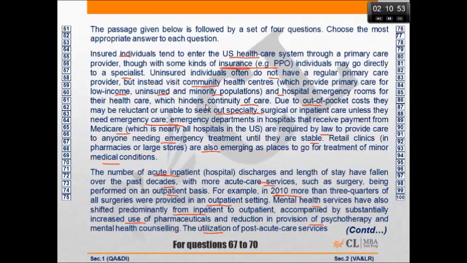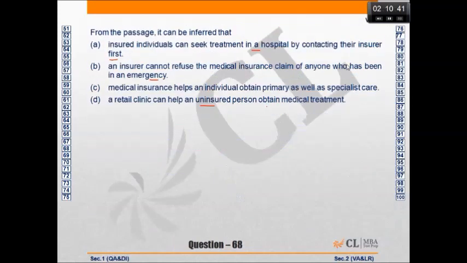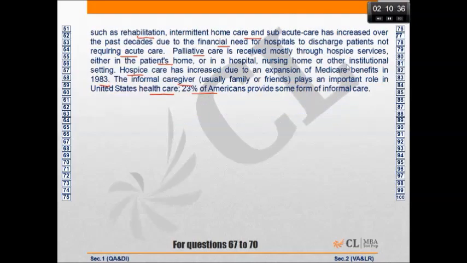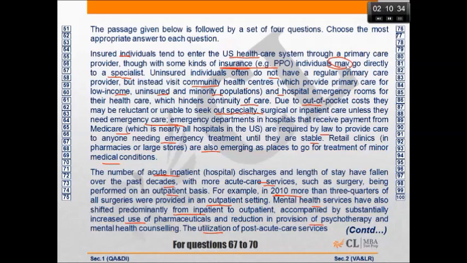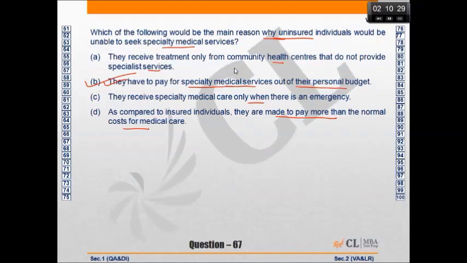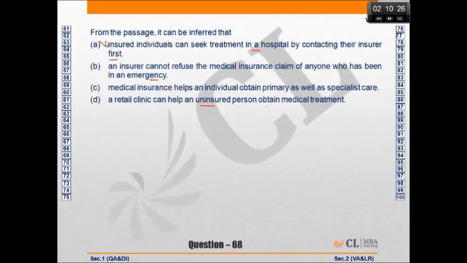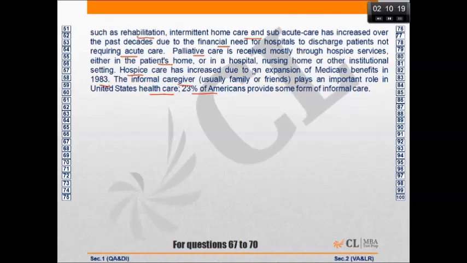Insured individuals tend to enter with some kind of insurance. Individuals may go directly to a specialist. Okay, they may go directly to a specialist. So what is the question? Can seek treatment by contacting the insurance first. Do they need to contact the insurance first, or can they go directly? May go directly, they can. So statement A is incorrect. Insurer cannot refuse medical insurance claim to anyone who has been in an emergency. I don't think I saw this, but I still want to be sure.